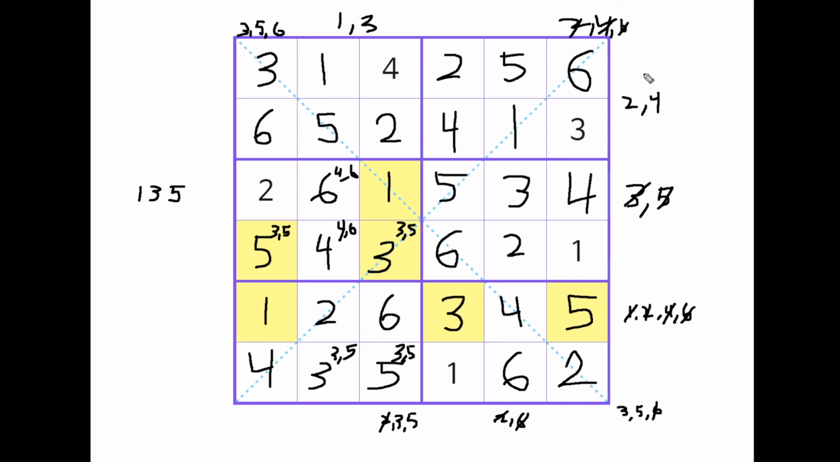If we take a look at each row, each column, each block, and both diagonals, we see that each number from 1 to 6 appears exactly once, and that lets us know we finished the problem correctly.